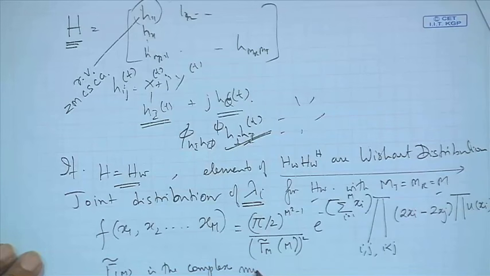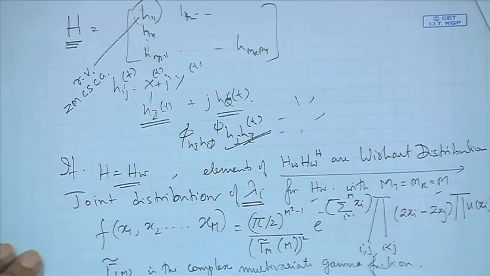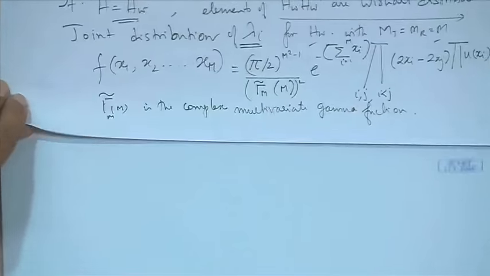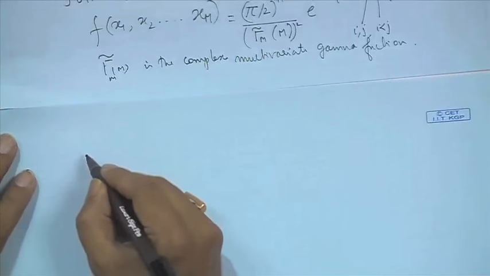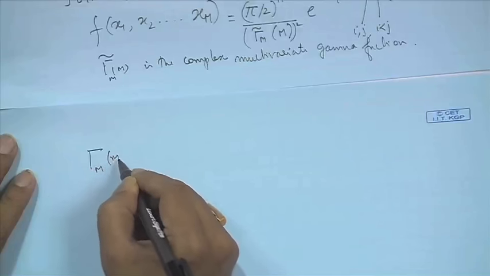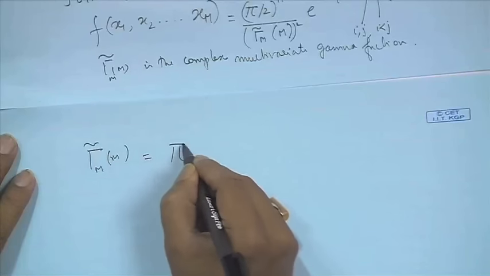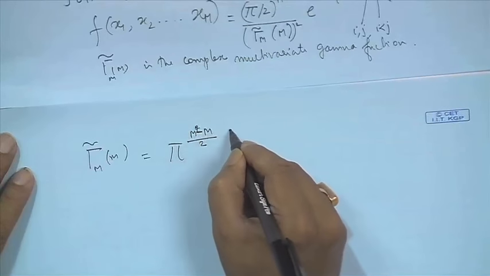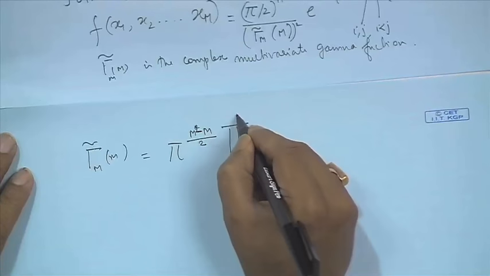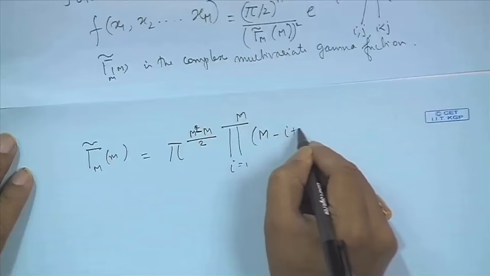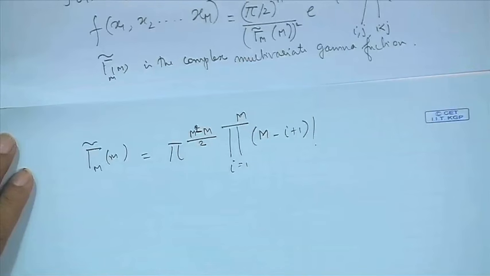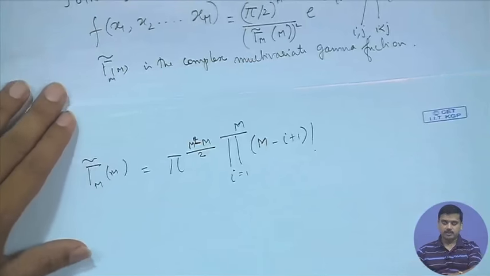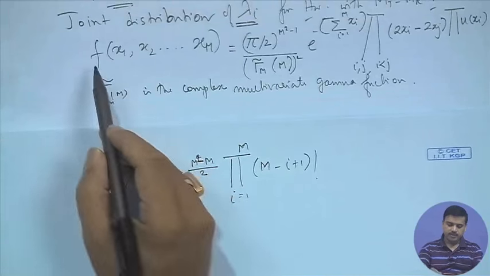the complex multivariate gamma function, and it is defined as gamma tilde m of m is equal to pi to the power of m squared minus m divided by 2, times the product over i equals 1 to m of (m minus i plus 1) factorial. Okay, so this is together. So these two expressions together would define the joint distribution of lambdas.